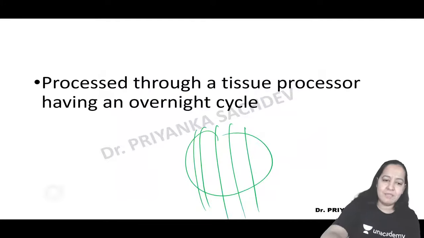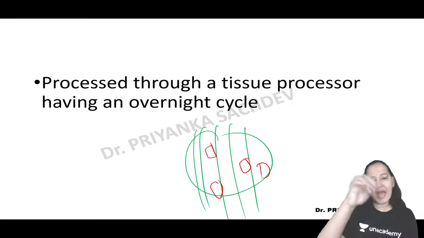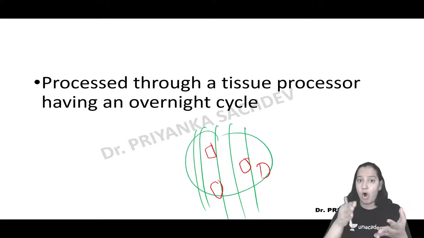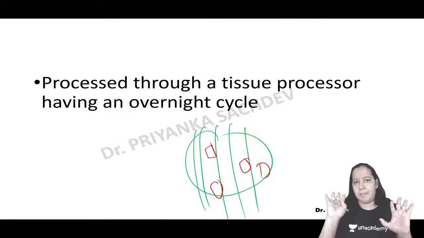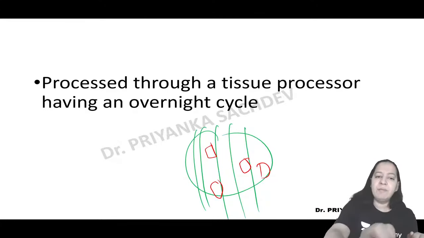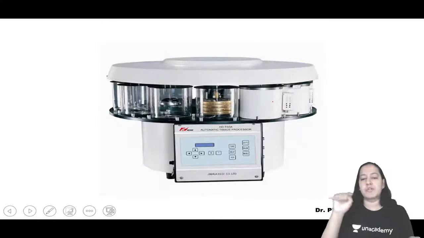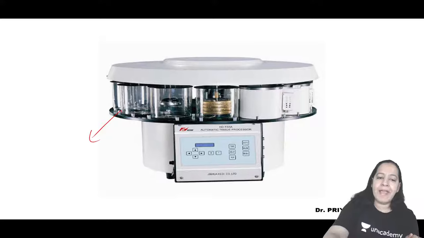So, just suppose I am taking one section from here, one from here, one from here, one from here. So I have taken 3-4 sections. Whatever I find appropriate, I am looking at the gross, I have decided which sections are appropriate. The second step, I will put it in a processor, a tissue processor. It is a machine. So this is a tissue processor. In it, approx 8 to 10 containers are present. Can you see? These are the containers.